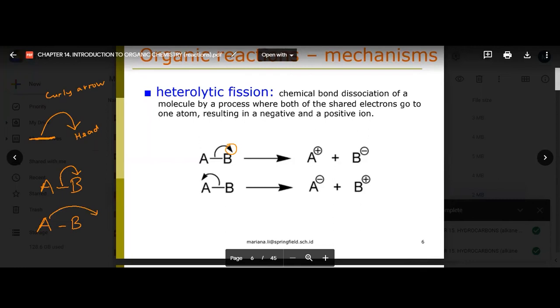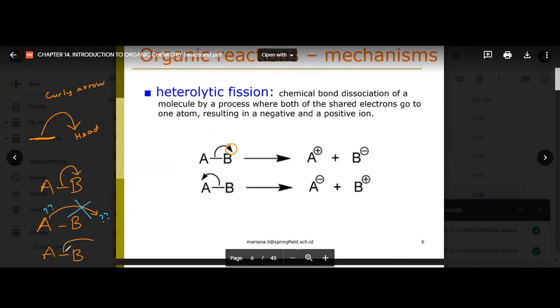Because once again, the curly arrow shows the electron's movement from initial to final. Okay, if you draw like this, is it an electron? No, this is an atom, the symbol of an atom, right? Okay, and then where does it go? Yeah, so this is wrong. Don't draw like this.